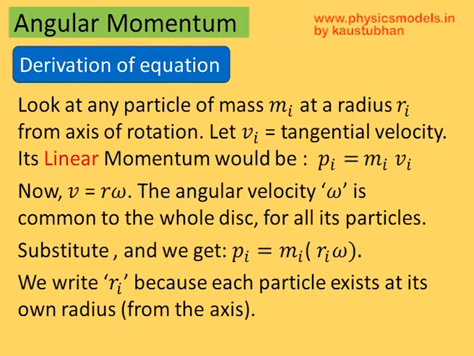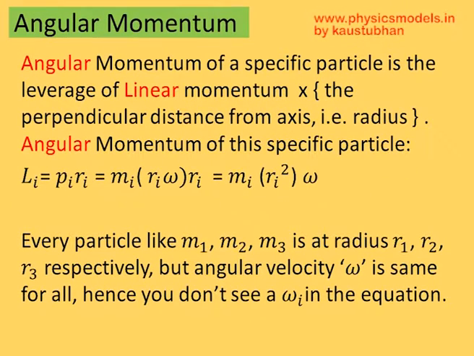The linear momentum of any such mass would be pi equals mass times velocity, that's mi times vi. But we know that velocity itself is equal to r omega. When we substitute that, we get pi equals mi times ri omega. Now, angular momentum is like the linear momentum of a particular mass times the radius of action. So when you multiply both of them, you get Li equals Pi times Ri, like a torque is force times radius. So Li becomes Mi times Ri omega times Ri, that's Mi Ri squared omega.